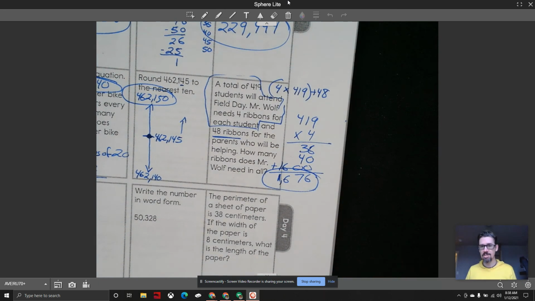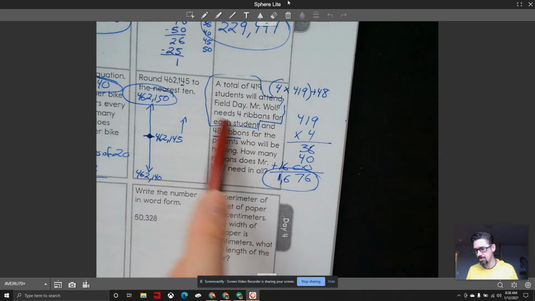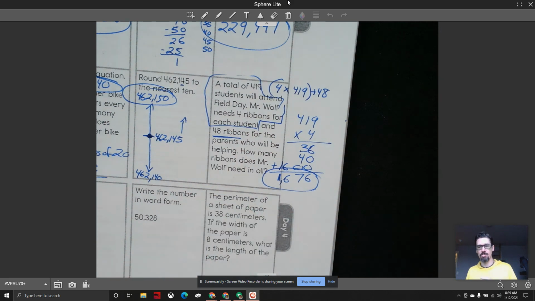Okay. This is a multi-step problem. So we have step 1, and then we have step 2. So step 1, how many ribbons do the students need? And step 2, we're combining the parent ribbons to what the student ribbons have.